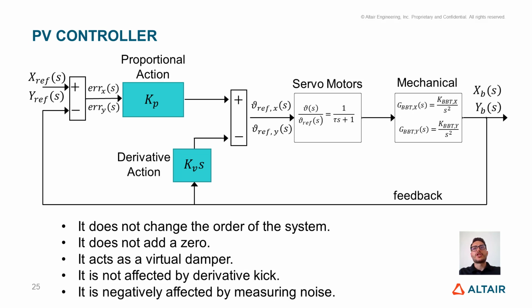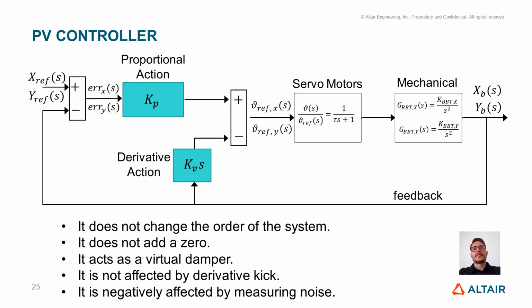This means that the sharp changes in the set point which cause the derivative kick in the proportional derivative controller are no more troublesome in the PV controller. This controller, in fact, is not affected by derivative kick. But of course, it will be negatively affected by measuring noise, whose effect can be reduced with low-pass filters. Moreover, since the derivative action is placed on the feedback path, the PV controller does not add a 0, and it acts as a virtual damper.